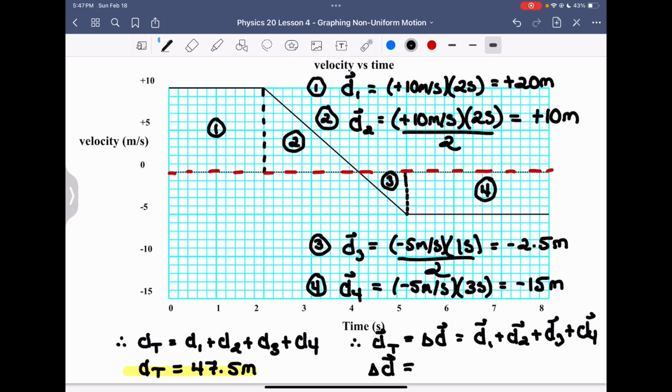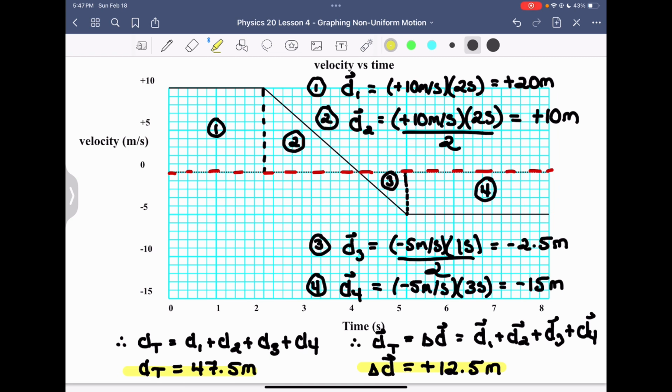If I add these things together, I get positive 30 in the positive region, and then negative 17.5 in the other region, exactly. So if I go 30 minus 17.5, I get 12.5, and that's positive 12.5 because remember, the positives outweigh the negatives in terms of this math. So my overall net change in position, or the change in displacement, is positive 12.5. I ended up in the positive direction.